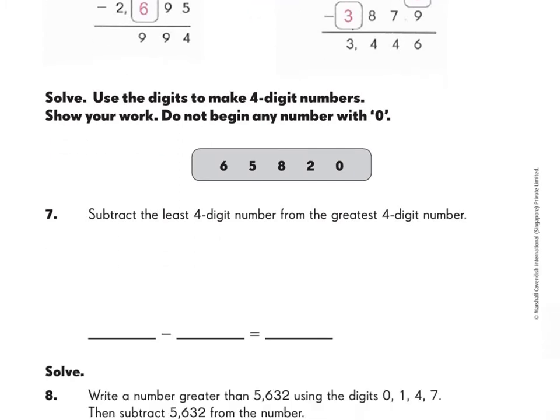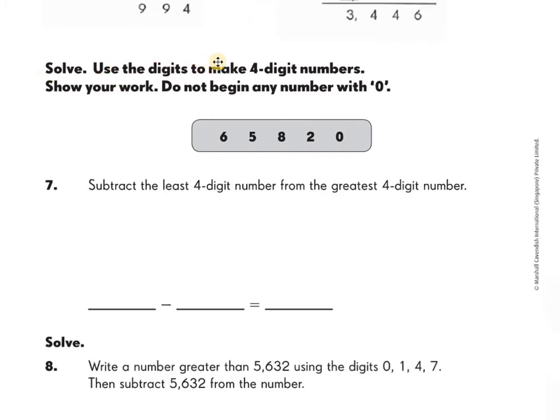Let's go to number 7. Number 7 says, use the digits to make 4-digit numbers. Show your work. Do not begin any number with a 0. Number 7, subtract the least, the smallest 4-digit number from the greatest 4-digit number. So the first thing I want to do is make the least 4-digit number and the greatest 4-digit number. So press pause. Do those 2 things. And here are those 2 numbers.